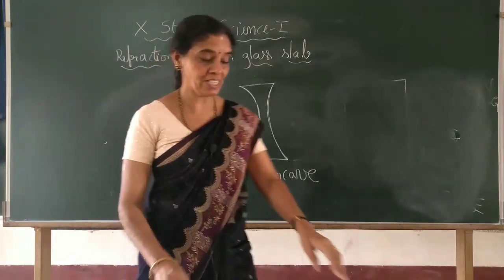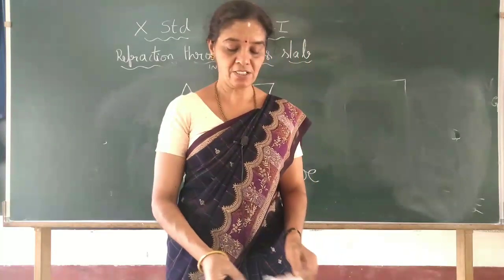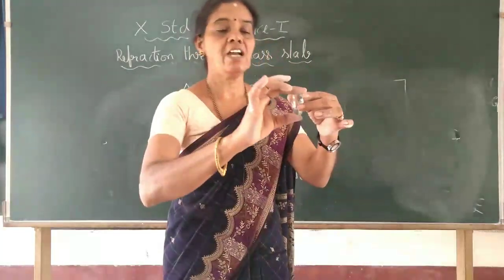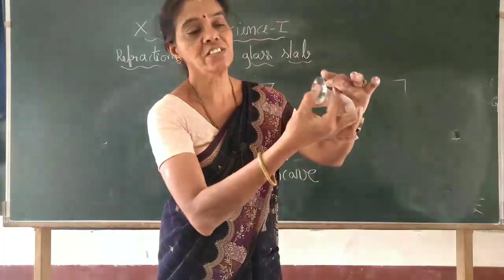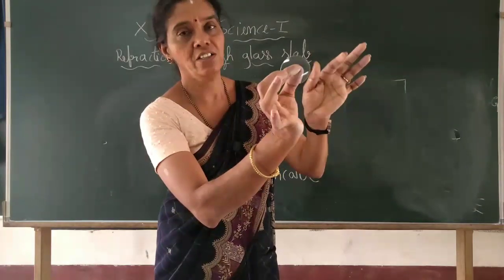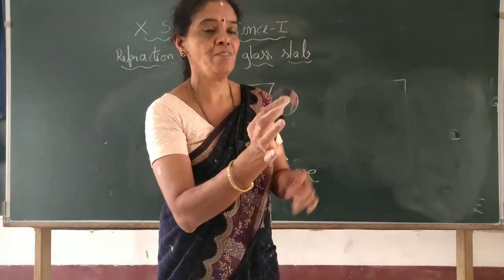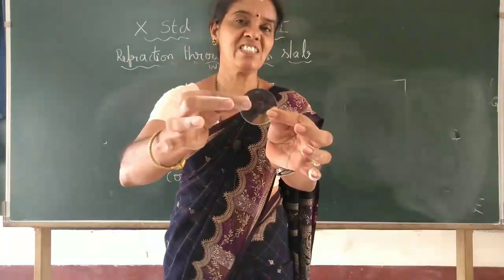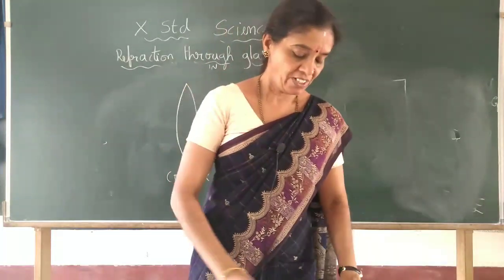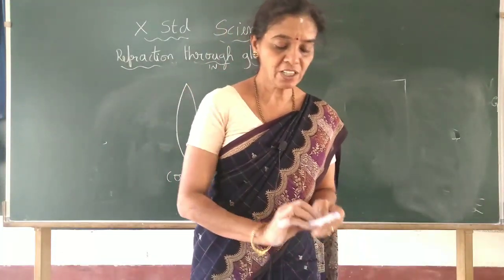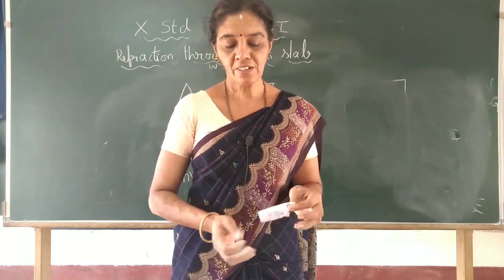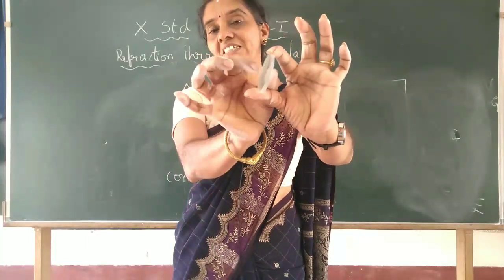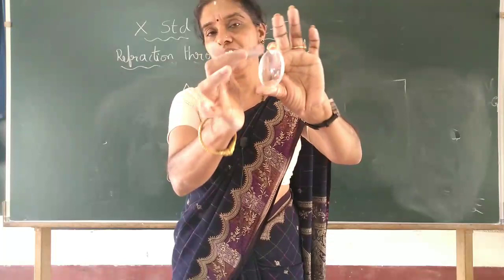I will show you the two types of lens. This is the convex lens. If you touch at the center here, it is thick, and at the edge, if you touch, it is thin. And we have another lens, the concave lens. Here, if you touch at the center it is thin, and at the edge it is much thicker.